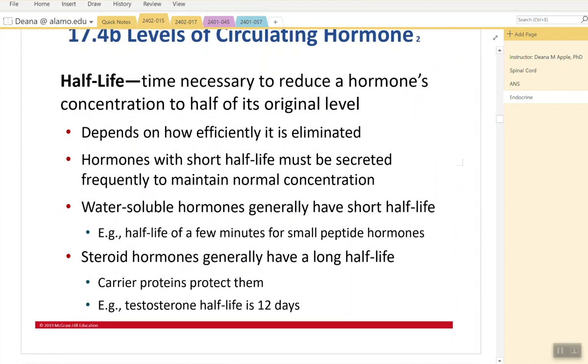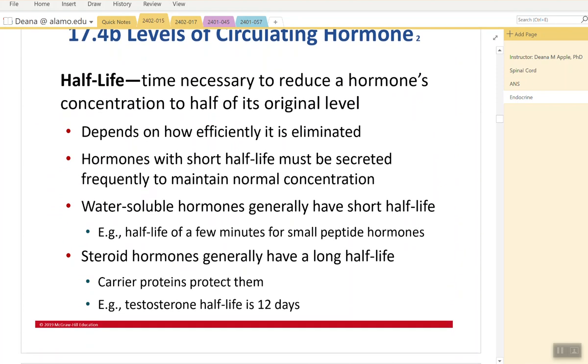We can measure levels of the hormone by the half-life. What is half-life? Does anybody know? How long it takes for half of it to disappear? Exactly. So half-life is how long it takes for approximately 50% of a molecule to be broken down. So if I want to break down all of a molecule and the half-life is 24 hours, how many days will it take to break down virtually all of a molecule?